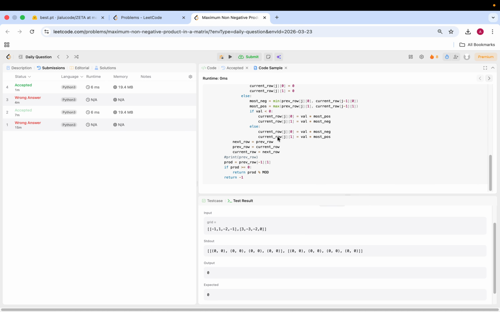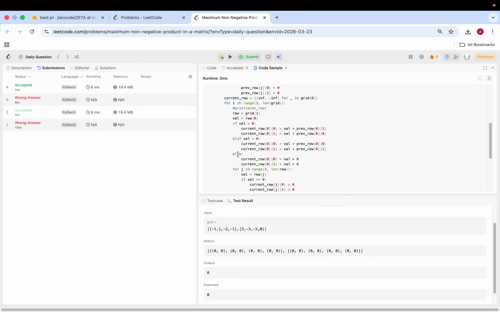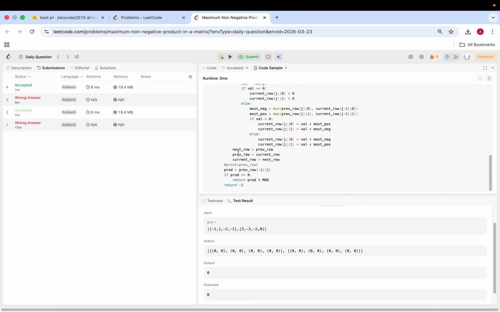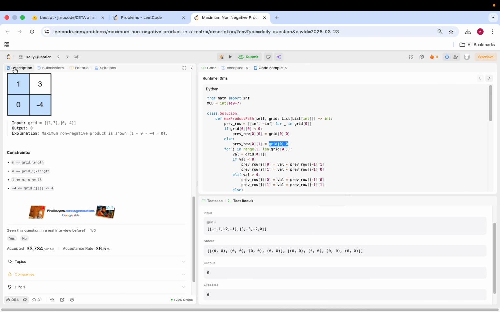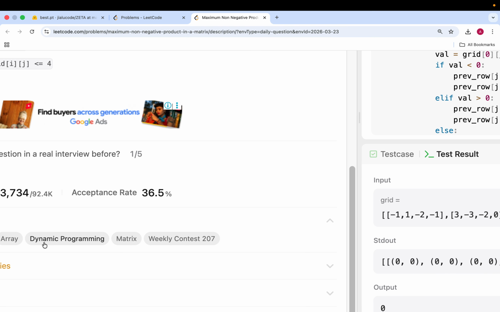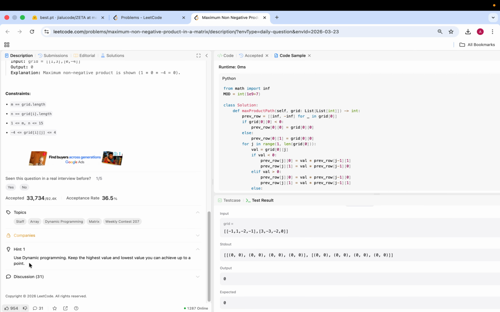It's a bit long. I don't really have the brain power for this. I think it is similar. It definitely looks like a DP thing. Cool. Topics, I assume, says DP. There it is. Staff, yeah. If someone could make me their staff, I'd appreciate it. Yeah. Oh, they just say highest and lowest. They didn't even bother with the negative thing.